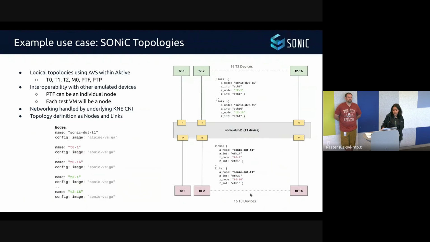So this is an example T1 topology I've tried to bring up, shown here. There is a SONiC DUT. Each of them will be defined in the topology file like this. I'm taking an example of an Alpine AVS switch here as the DUT, and all the other switches could be either some fake switches, or real virtual switch devices, or any kind of emulated devices. And this is how the topology file would look like. It will have a bunch of nodes in it and all the links connecting all the different devices.